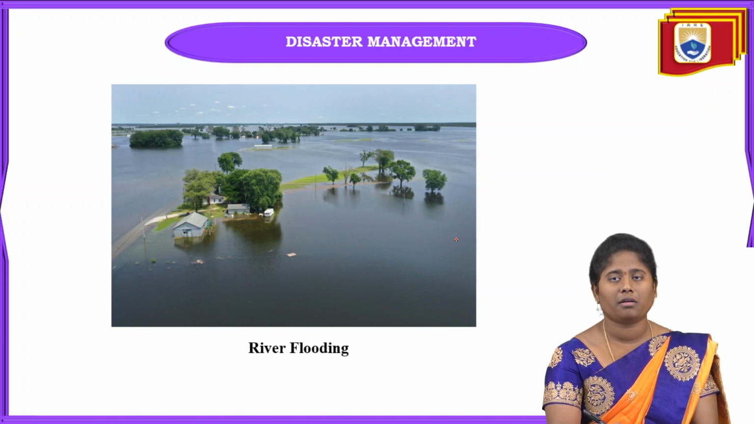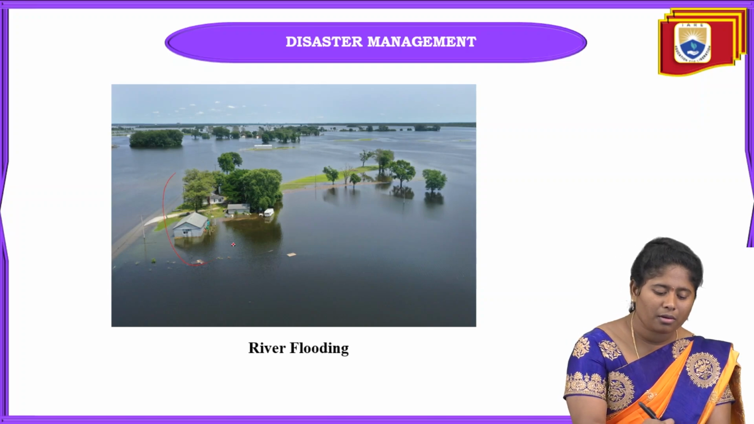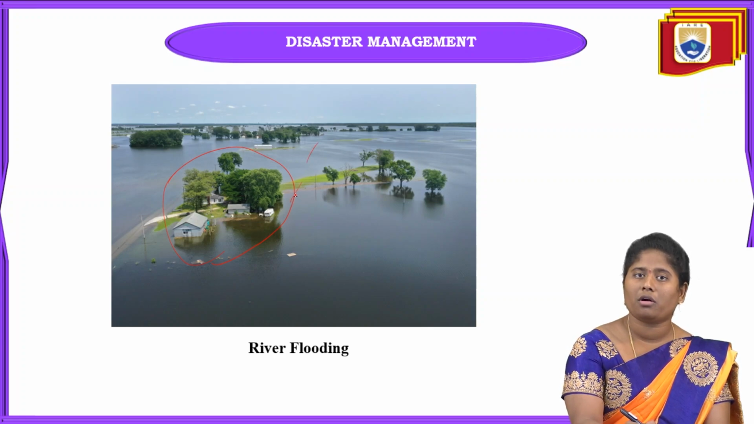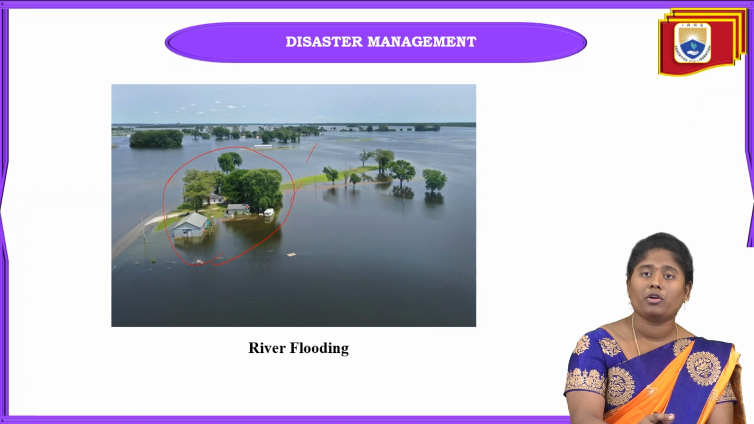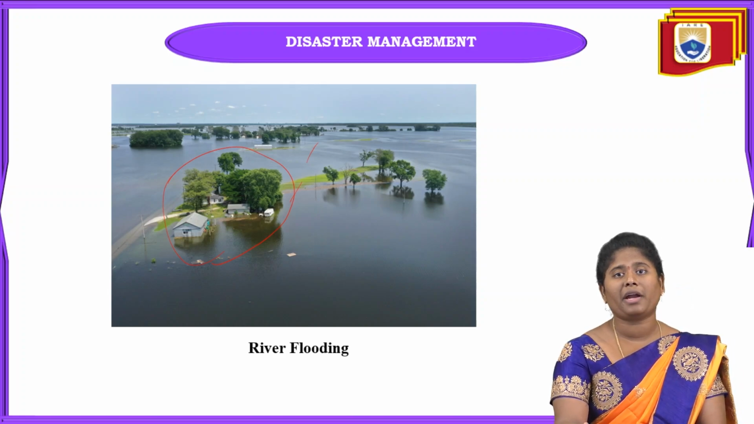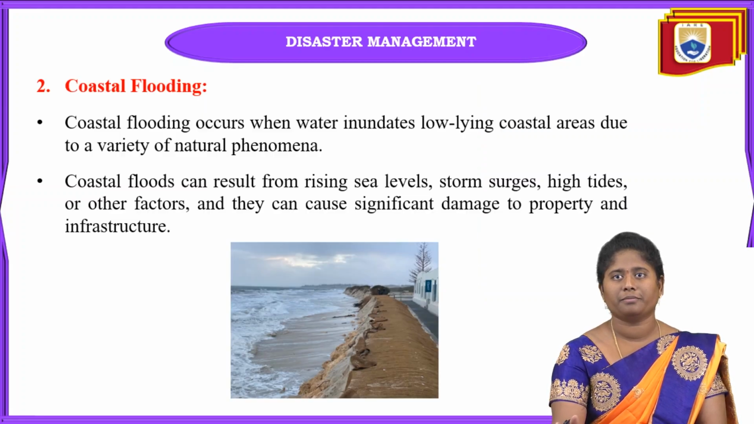When river floods occur, what will happen? You can see this is the low-lying area. River water will come through this low-lying or flat area, and you can see that the water has surrounded these houses. There will be a big impact from these floods. People can die because of this, or they can lose their properties because of the flooding.